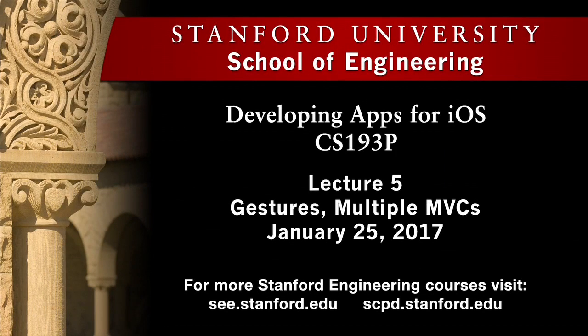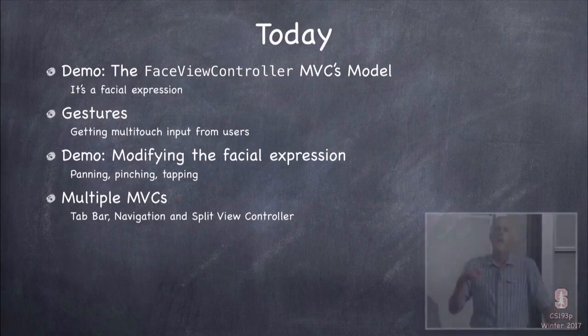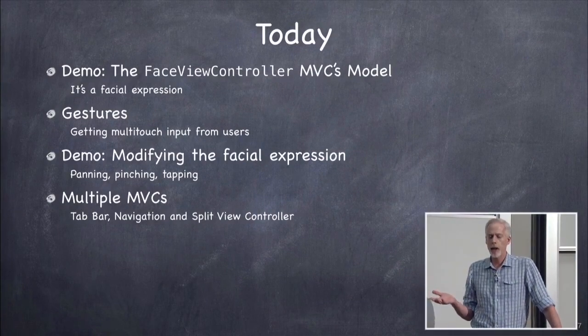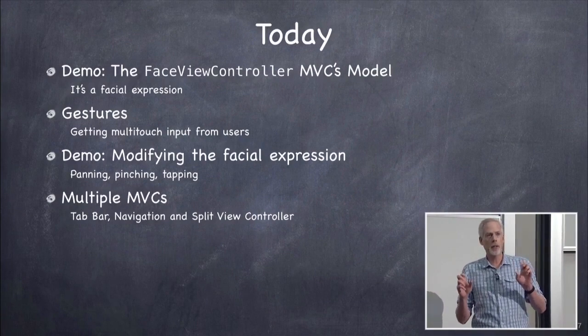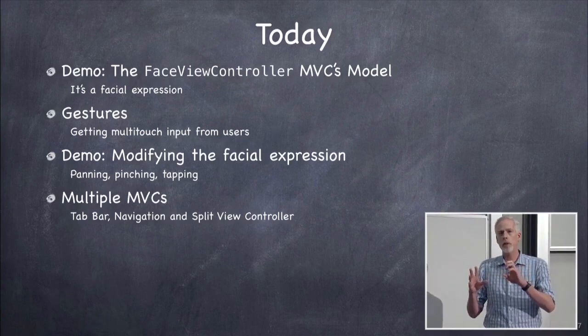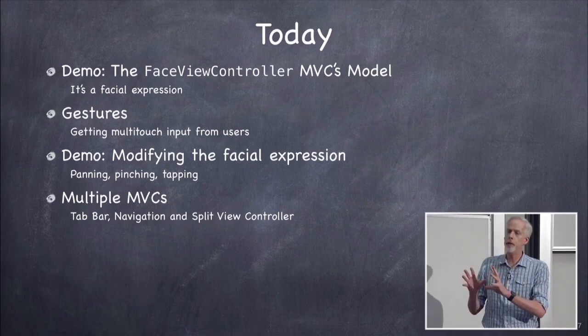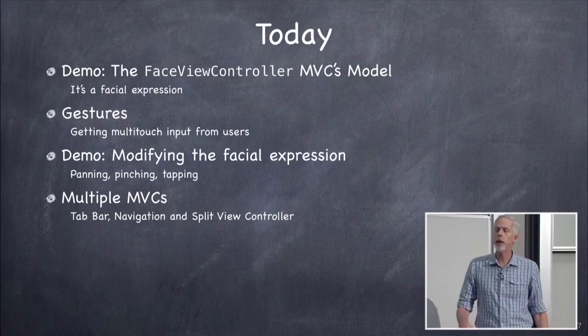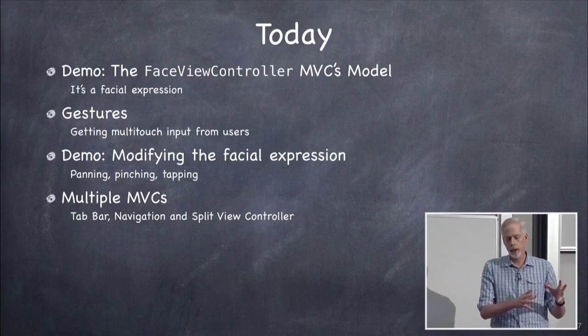Okay, well, welcome then to Stanford CS193P, Developing Applications for iOS, winter 2017. This is lecture number 5. And today we are going to start off with a little demo where I'm going to take the application that we worked on last time and add a model to it, because we had only worked on the view part of that, building that nice cool face view. Now we're going to add a model to that MVC.